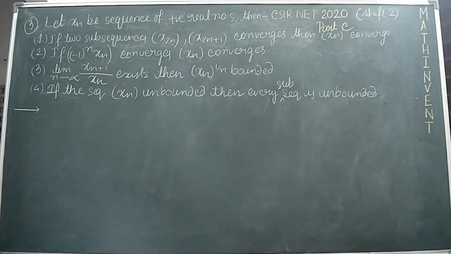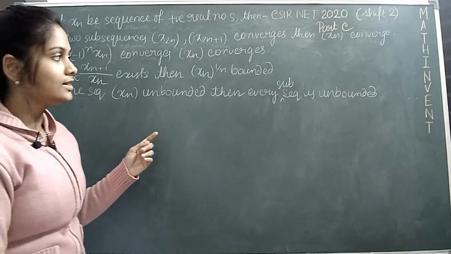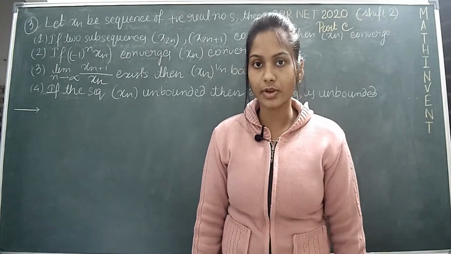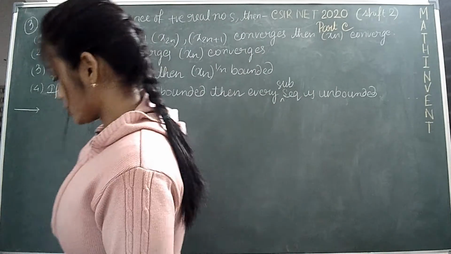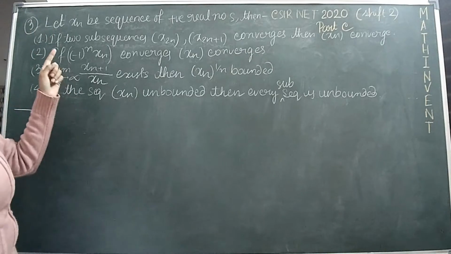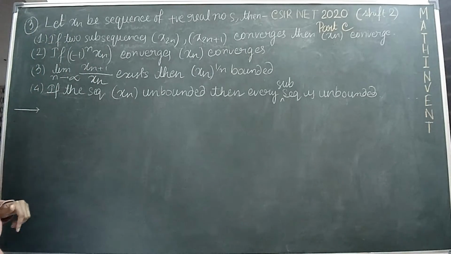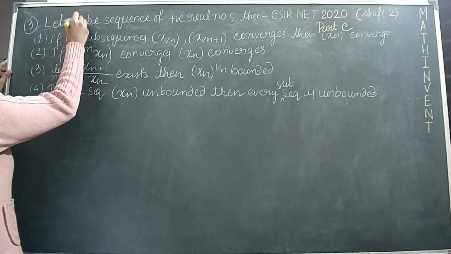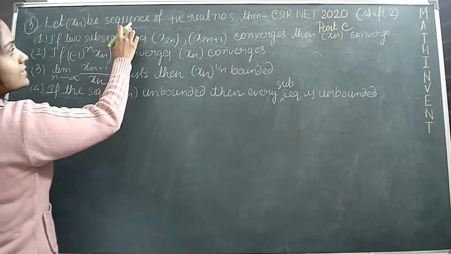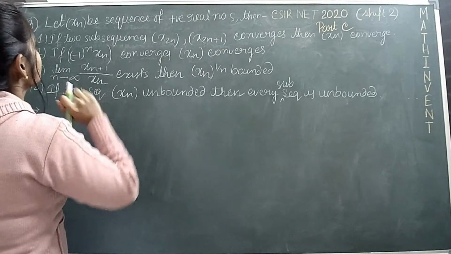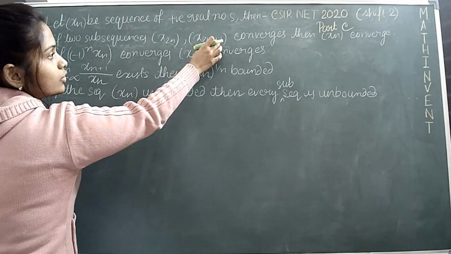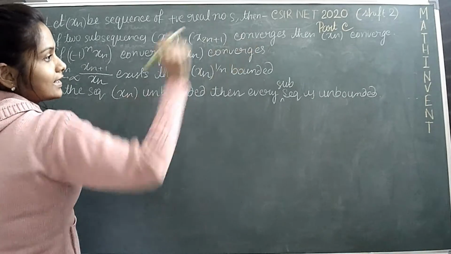So let us see the next question. This question is from part C, so it can have multiple correct options. The last two questions were from part B. So let us see the first option. The sequence here is a sequence of positive real numbers. If two subsequences x2n and x2n plus 1 converge, then xn converges.